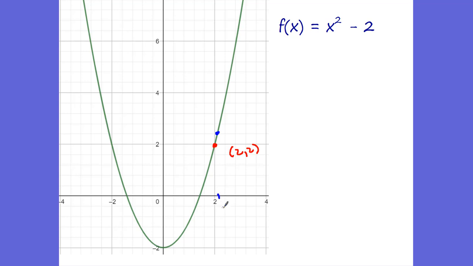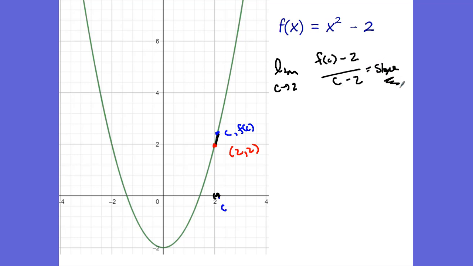At some point c, it's f of c, its y value. And we've taken a look at what is the slope between these, what we call the secant line. And so we've been taking a look at f of c minus 2, over c minus 2. And we've been trying to get this point c really close to 2, aren't we? We're taking the limit as c approaches 2. And that has given me the slope, or the instantaneous rate of change.